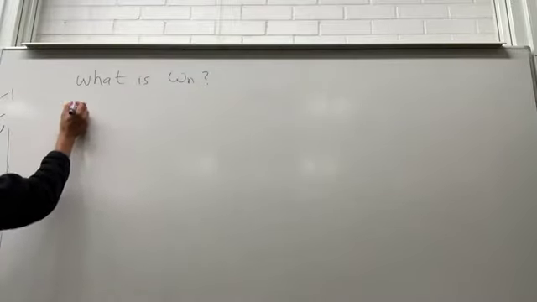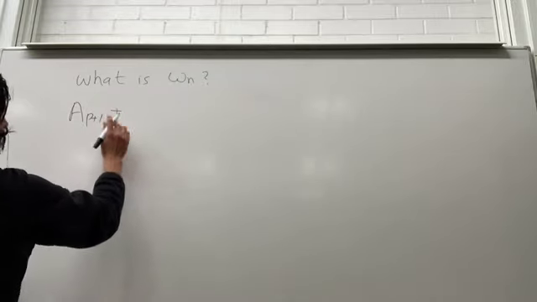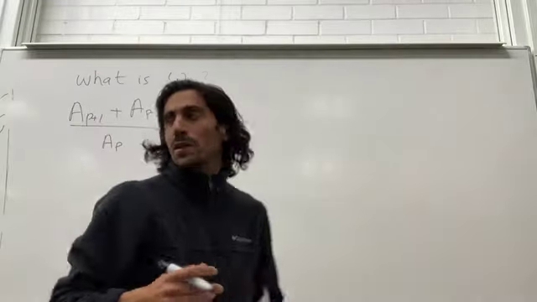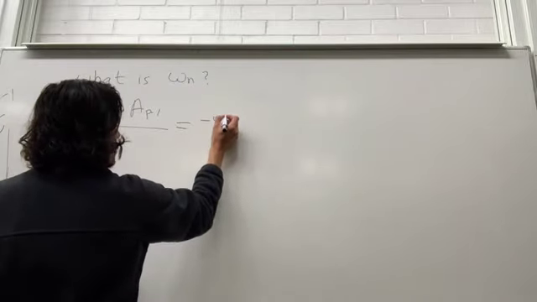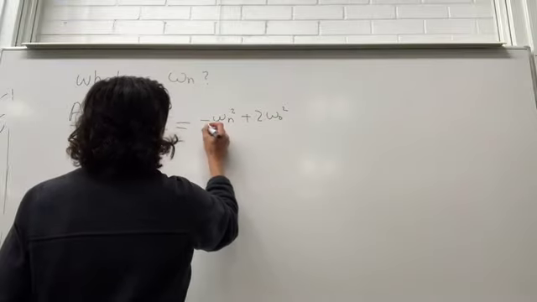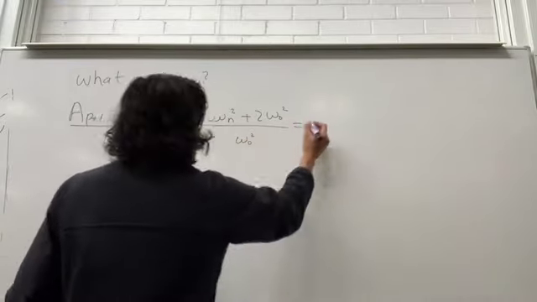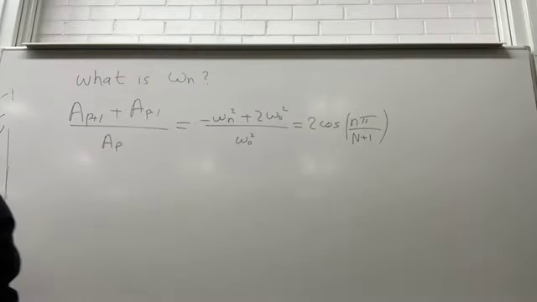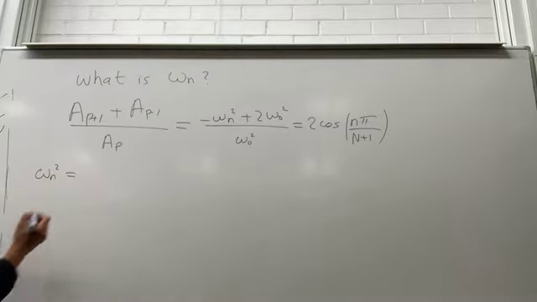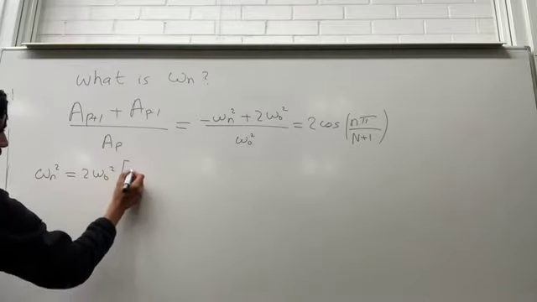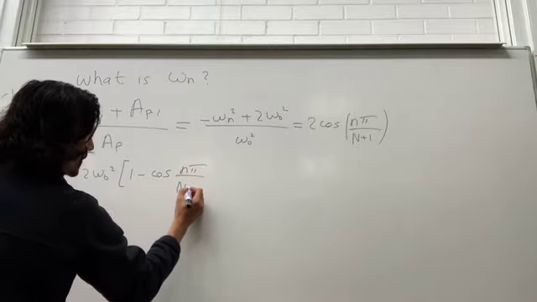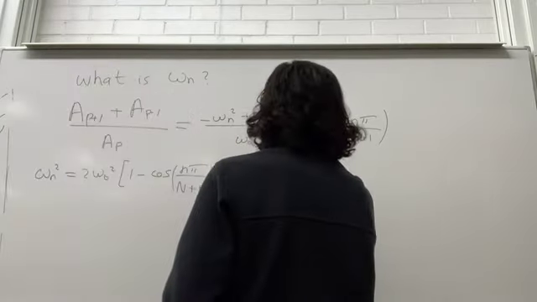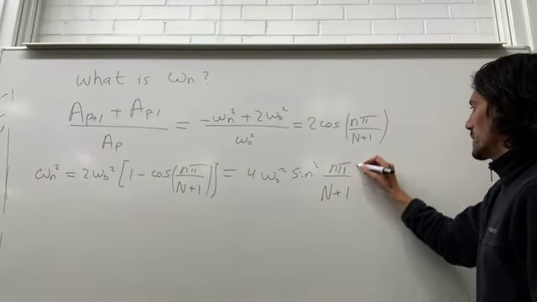This is pure trigonometry now, which you can find the details in the book, French. A_p minus 1 divided by A_p would be twice cosine the angle. This is minus omega n squared plus 2 omega 0 squared divided by omega 0 squared. This is 2 cosine n pi over n plus 1. So omega n squared is 2 omega 0 squared times 1 minus cosine n pi over n plus 1, which is 4 omega 0 squared sine squared of n pi over n plus 1.